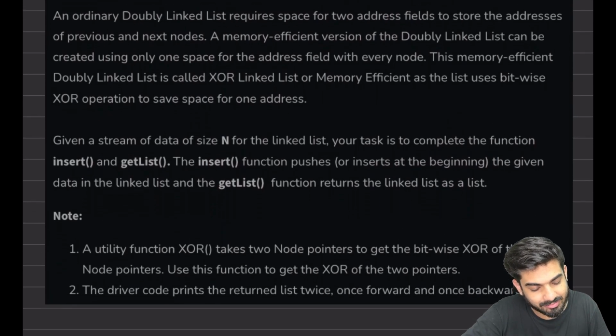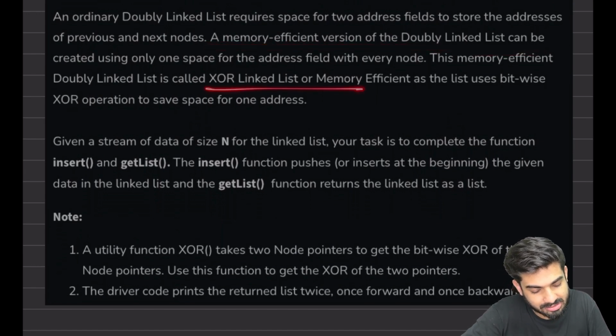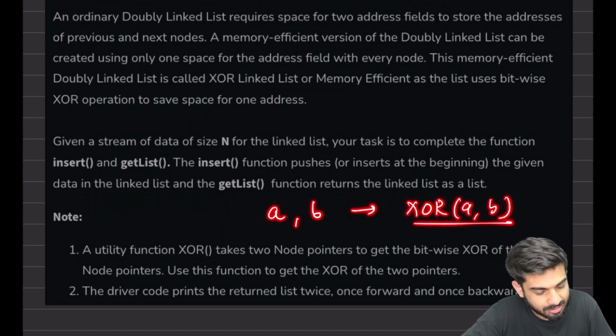For the memory efficient conversion of a doubly linked list, we need to use the XOR operation that is given in this question. If any two nodes are given, let's suppose A and B, we need to do the XOR of both of them and then store it.